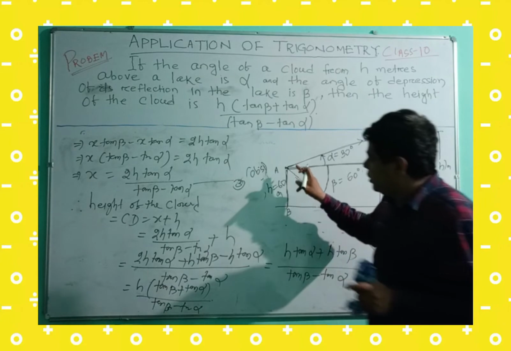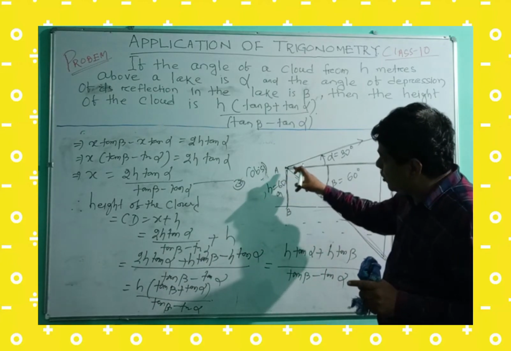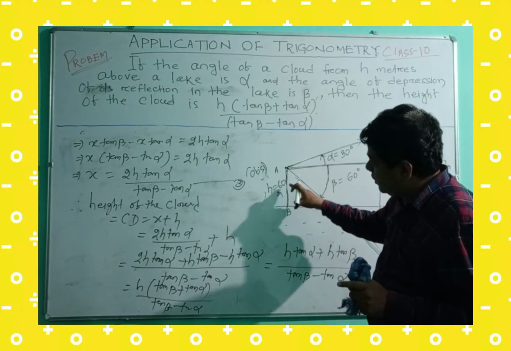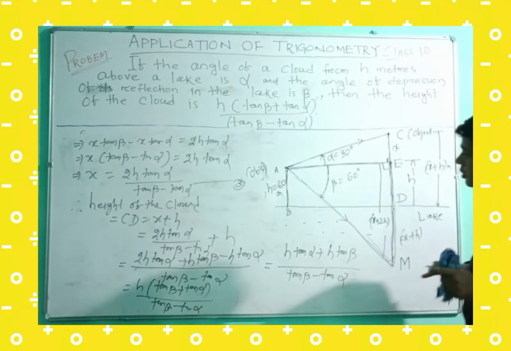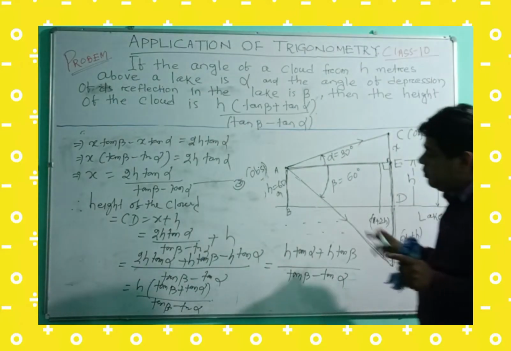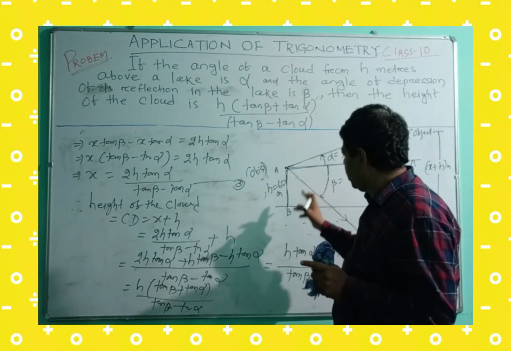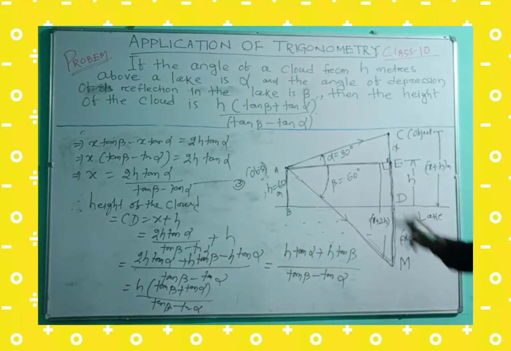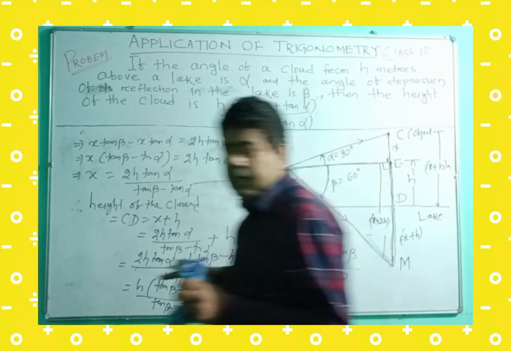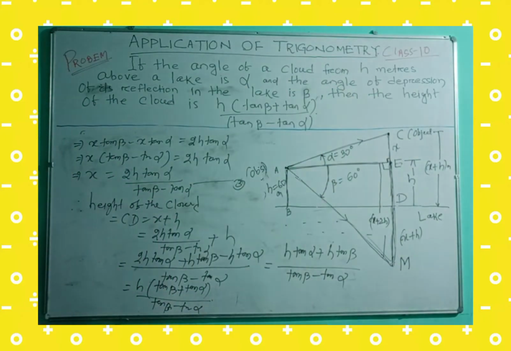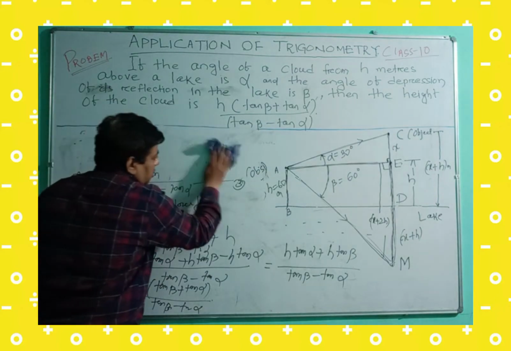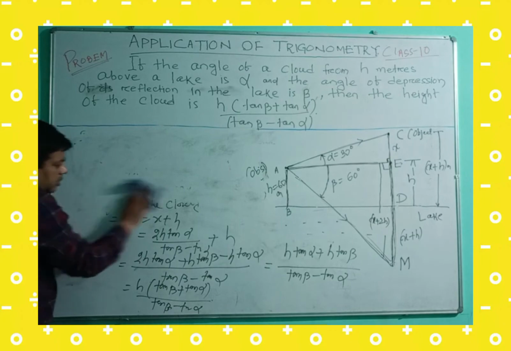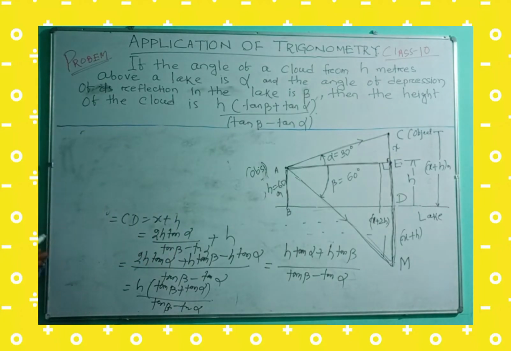It means h is not the height of the cloud, it is the observer. The observer is 60 meter above the lake. Understand? The value is given, and by putting the values, alpha value and beta value, and if you put the value of h in the places, you can find out the height of the cloud. Okay, let's see. Note down here. Clear? Yes. Let us see. So it is one of the most interesting problems, dear students.